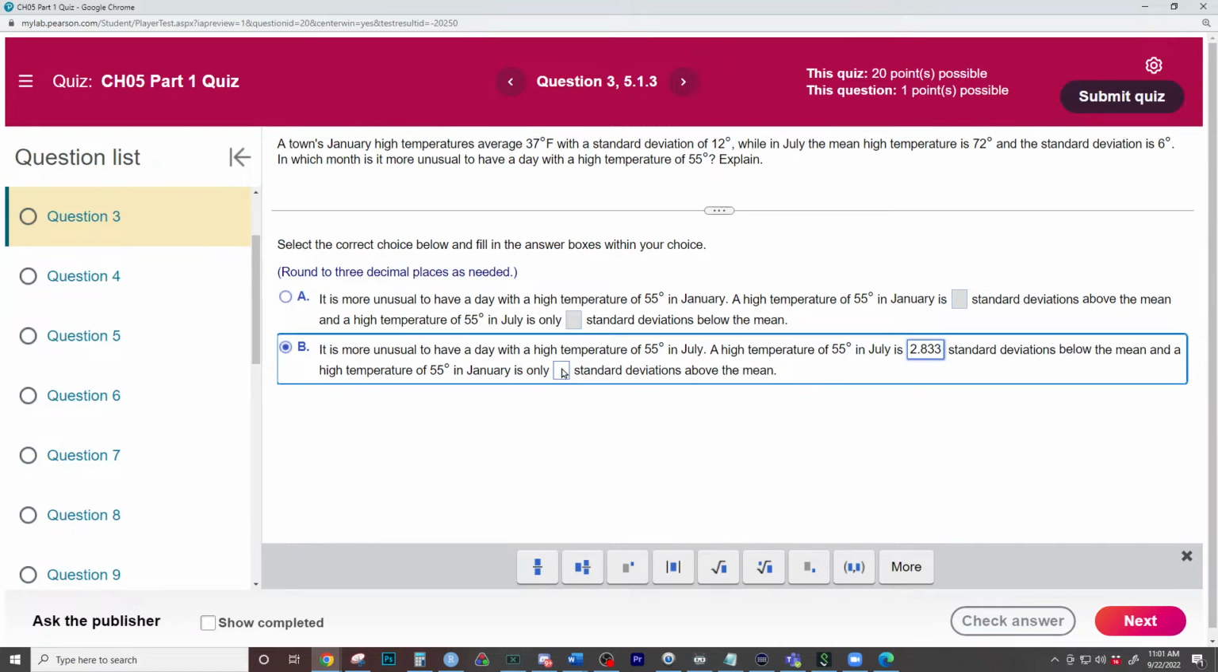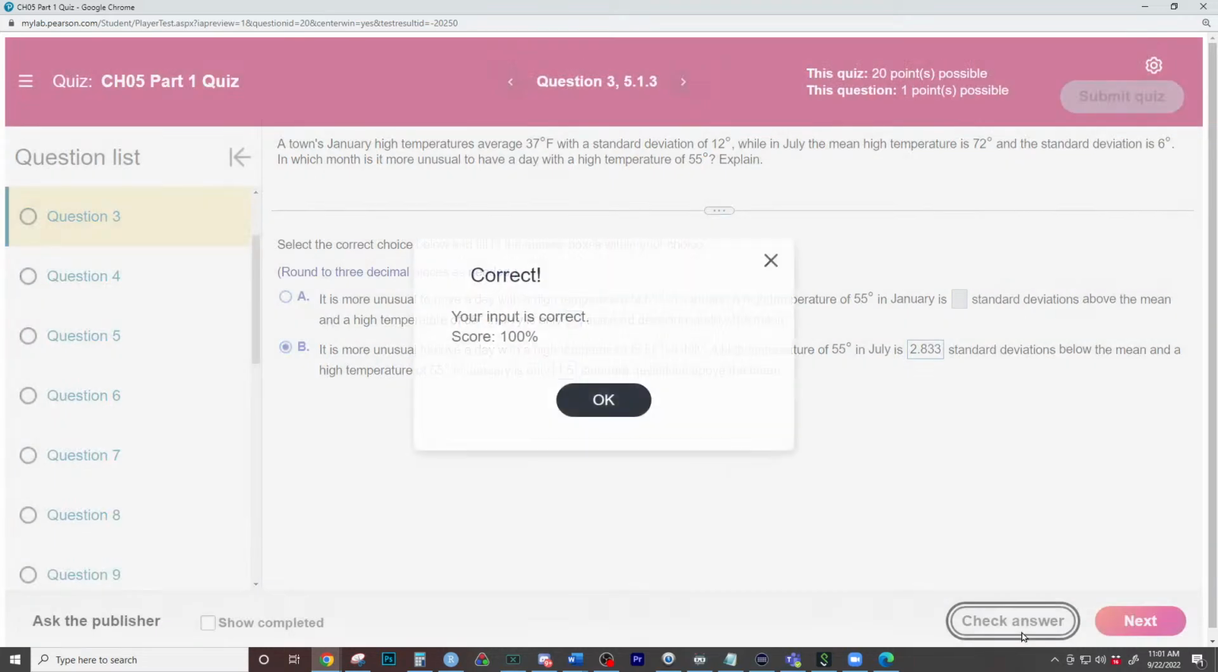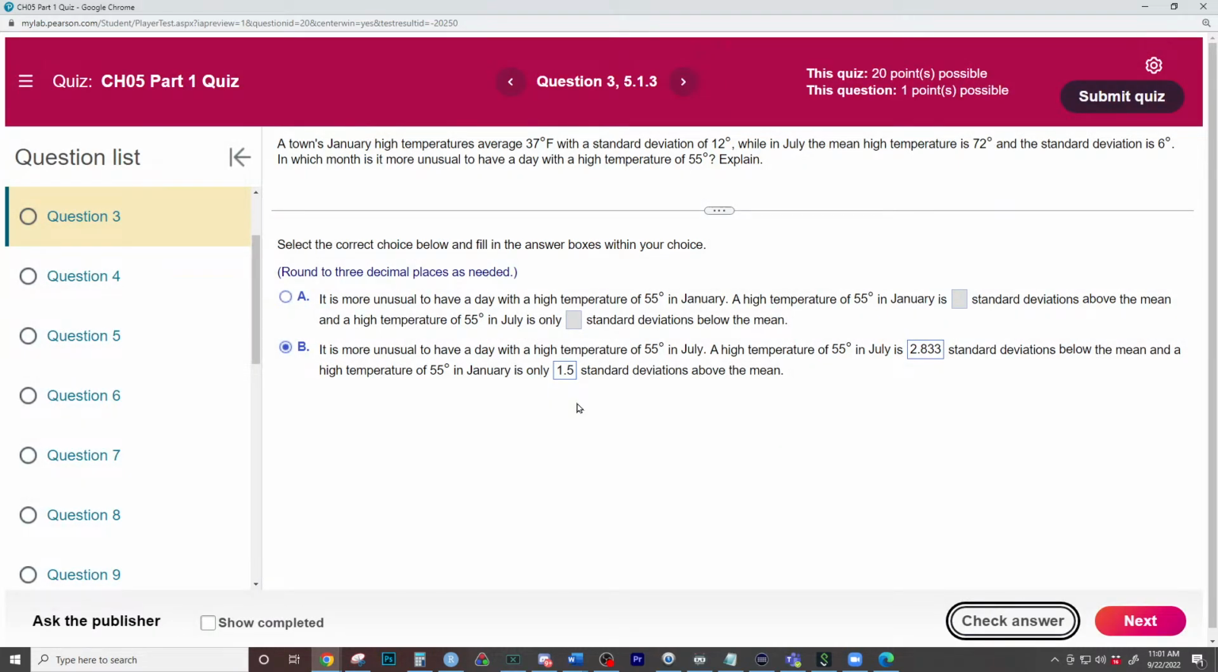2.833 standard deviations below the mean, and a high temperature of 55 in January is 1.5 standard deviations above the mean. That is more unusual right there. Excellent work, and great job with the formulas in the chat.